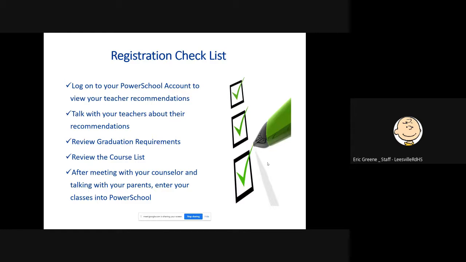Just a quick checklist. You need to log into PowerSchool to view your teacher recommendations, talk with your teachers, talk with your parents, review graduation requirements, and review the course list, what you can take here at Leesville. Then after you meet with your counselor and you talk with your parents, you can enter your classes into PowerSchool.